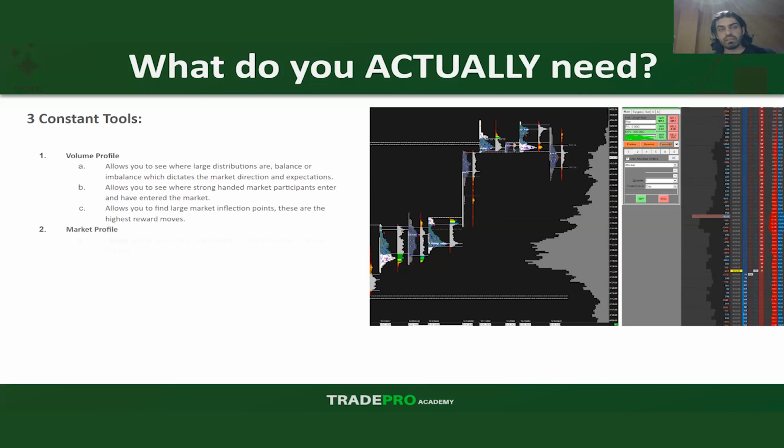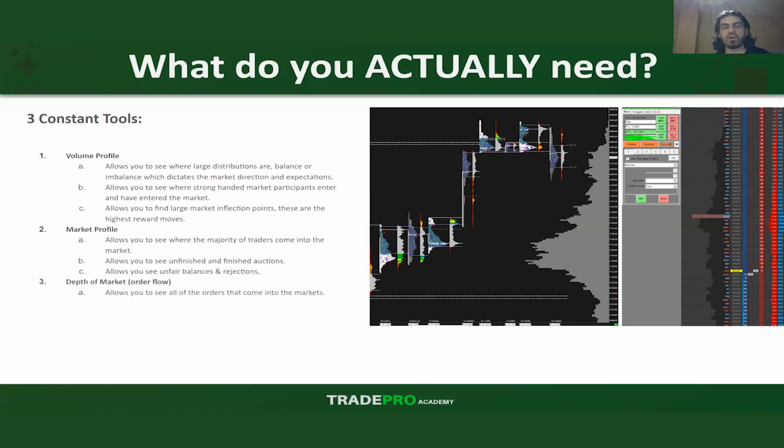So market profiles, they allow you to see where the majority of traders come into the market. They allow you to see unfinished and finished auctions. They allow you to see unfair balances and rejections, right? So they can give you a very good understanding of where key support resistance areas are and where weak-handed or strong-handed traders find themselves.